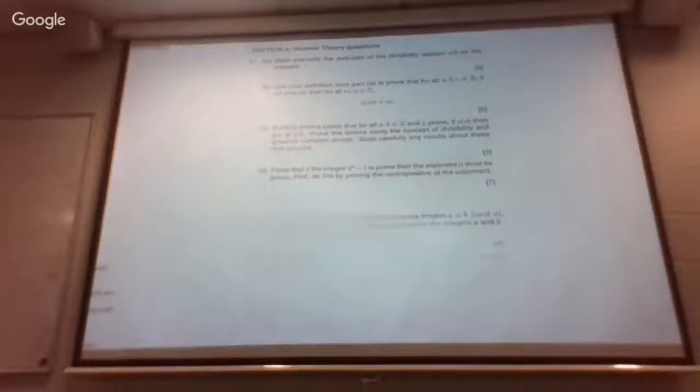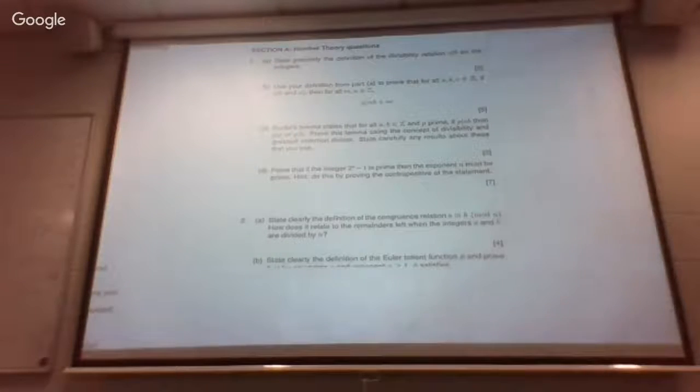But some questions are short and sweet, like question 1 part A. There's only 3 marks going for it, so it's not going to require a lot. It's asking you to state precisely the definition of the divisibility relation, A divides B, on the integers.